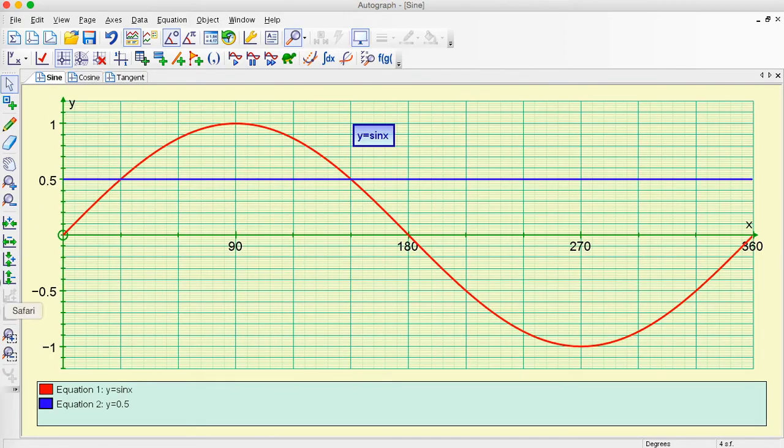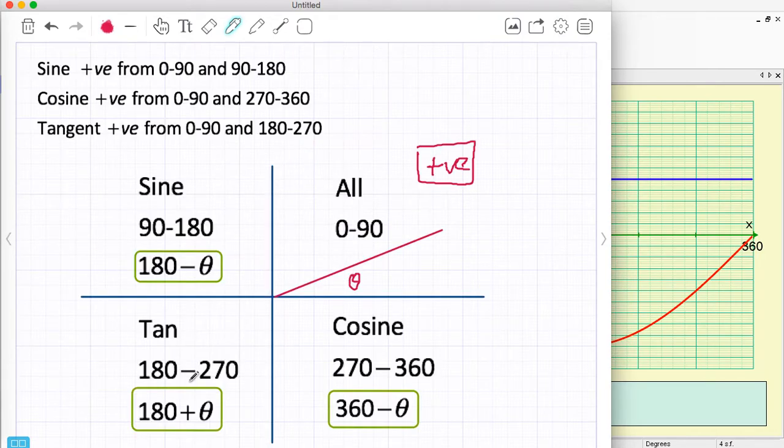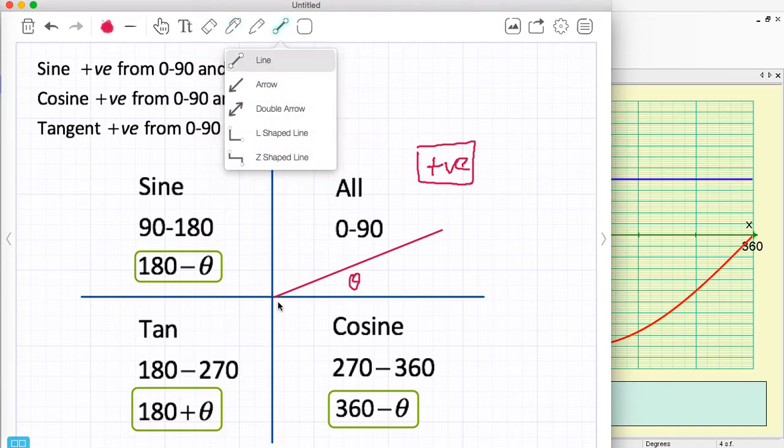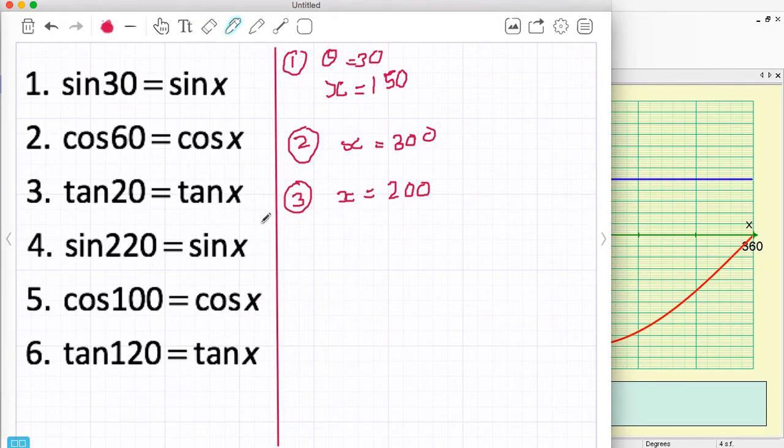Okay, let's go back. Now we're going to look at the next set. Sine 220 here is in the third quadrant, and if it's in the third quadrant, it's a negative number. And because it's 220, I'm going to think how I've got that 220. I've got that 220 by doing 180 plus something, so that must be 40 degrees in here. So I first of all thought that this is 180 plus 40.